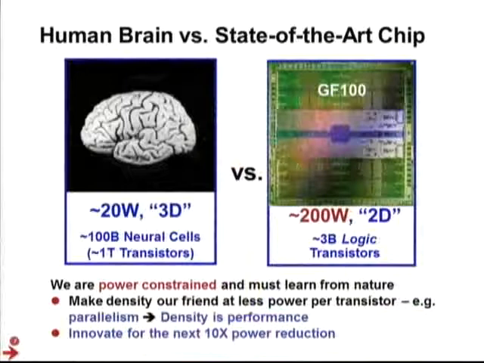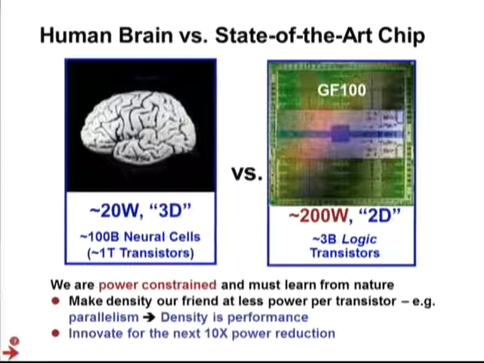In terms of power reduction, we certainly can learn something from Mother Nature and get some inspiration from the amazing human brain. A state-of-the-art graphic chip on the right has about 3 billion logic transistors, and it consumes 200 watts. In contrast, a human brain has over about 100 billion neural cells, which is the equivalent of about 1 trillion transistors, and it only consumes 20 watts.